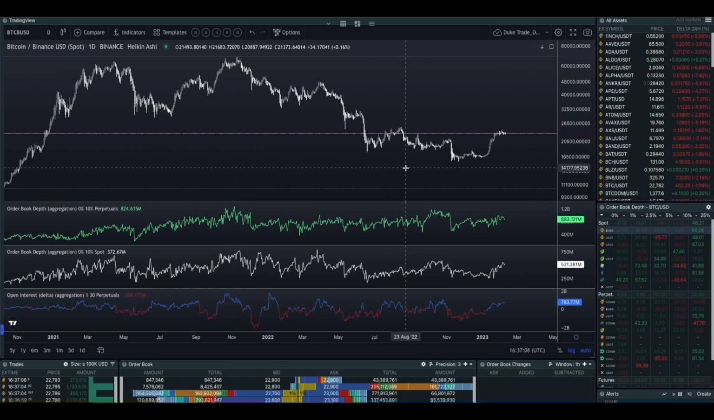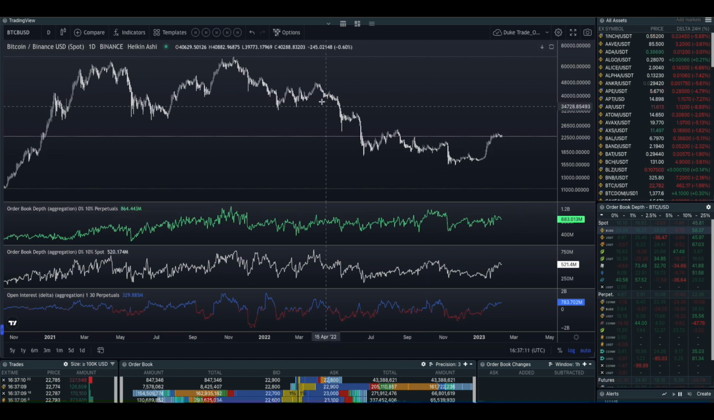Same with this area here. A few other areas, like we've got one here, 47k, high spike in perps liquidity, high spike in spot liquidity, and a lot of contracts being traded because open interest is very high as well.